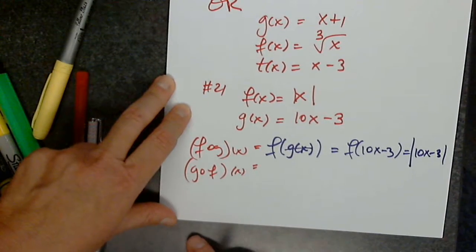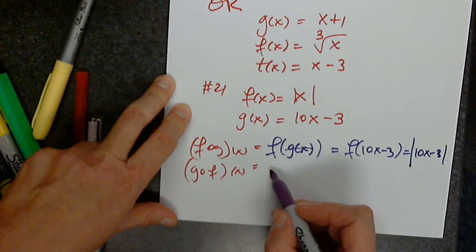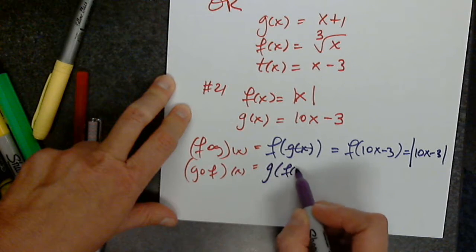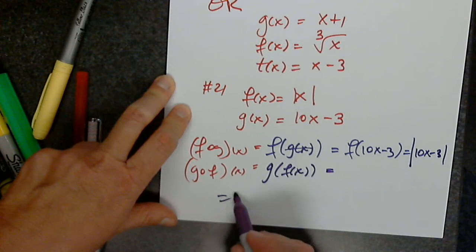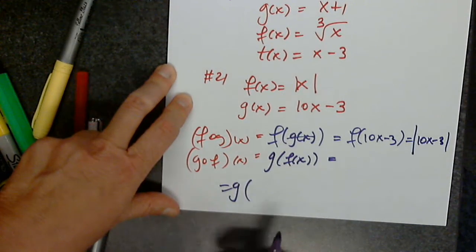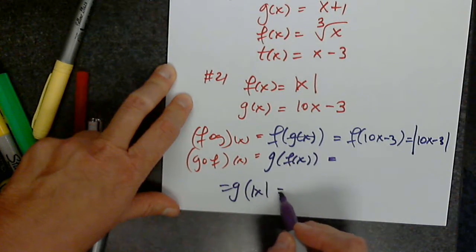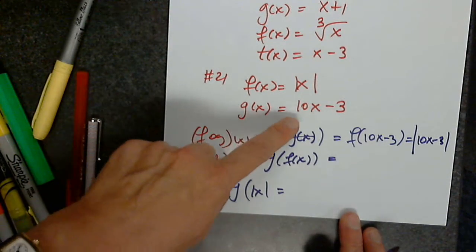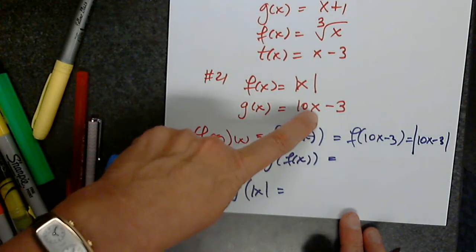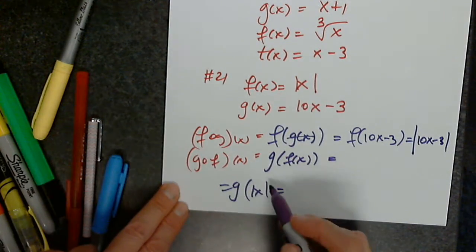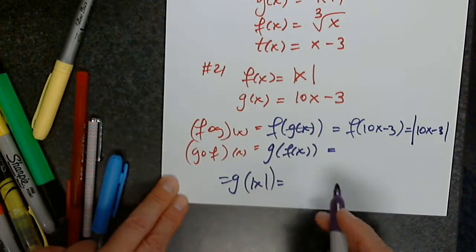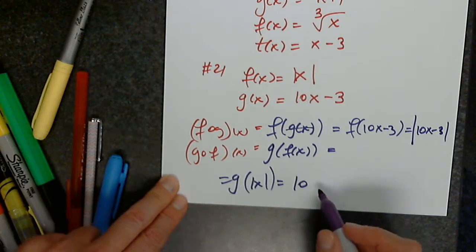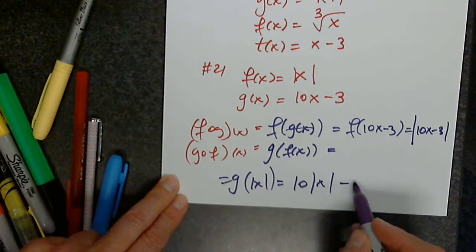G comma f, by definition, G of f of x. And I replace f of x by? Good. Now I look at G. G says 10 times whatever minus 3. The whatever is the absolute value of x. So 10 times the absolute value of x minus 3. Very good.